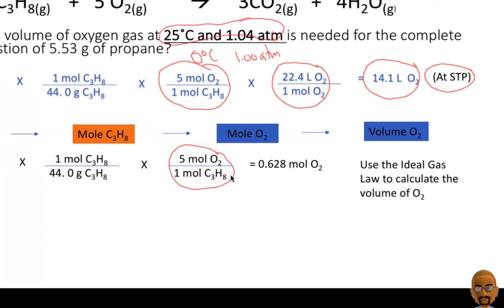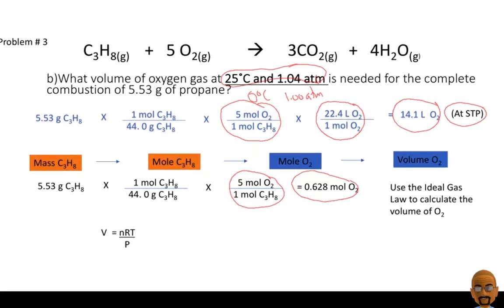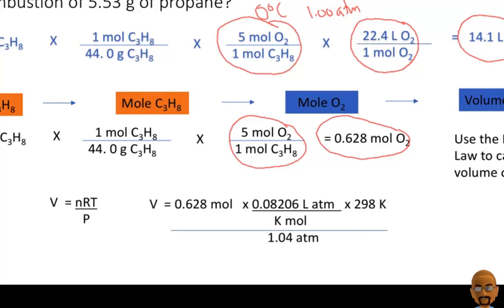So the way we do it is we calculate the number of moles of oxygen, pretty much the way we did it above, except we can't use the 22.4 liters per mole relationship. We have to use the ideal gas law and solve it for volume using the temperature and pressure that's given in the problem. So, since we've calculated the number of moles of oxygen, we can use that in the equation V equals nRT over P, and we plug in all the information.